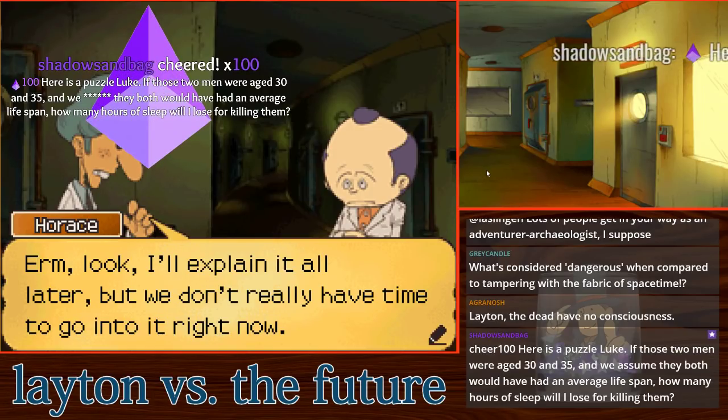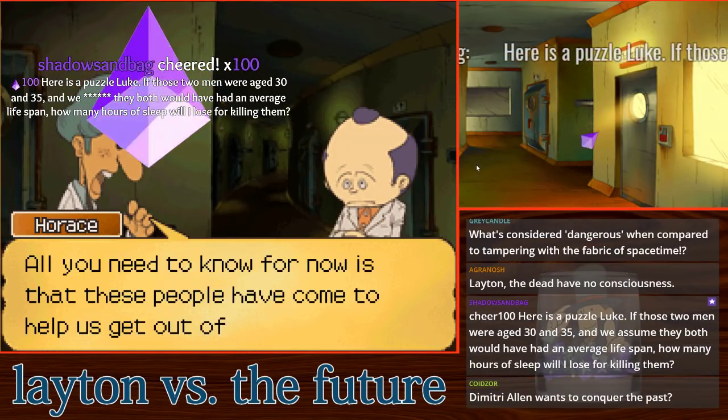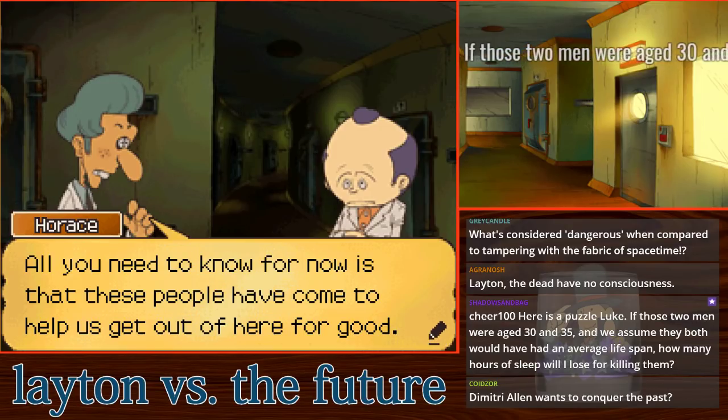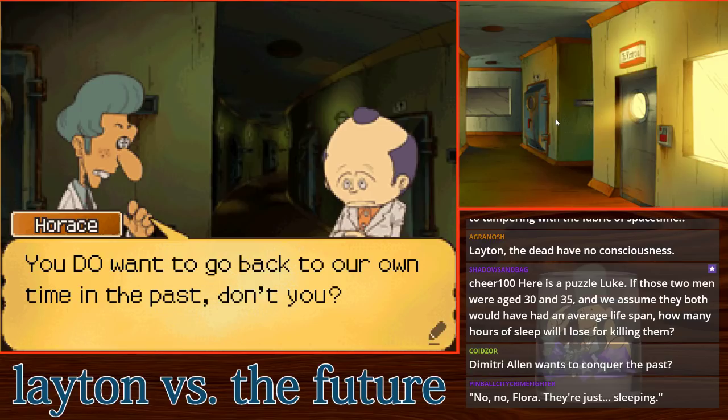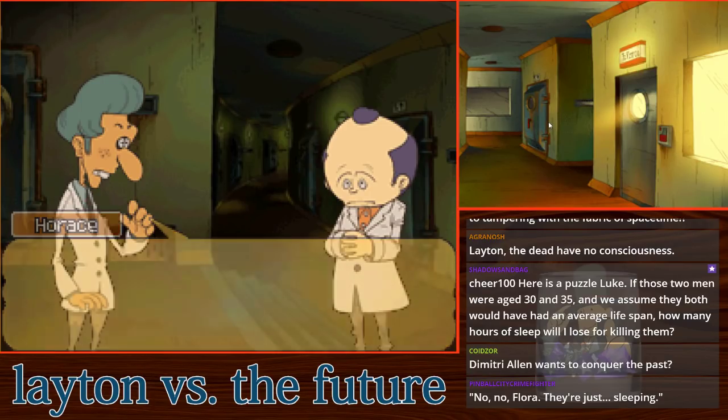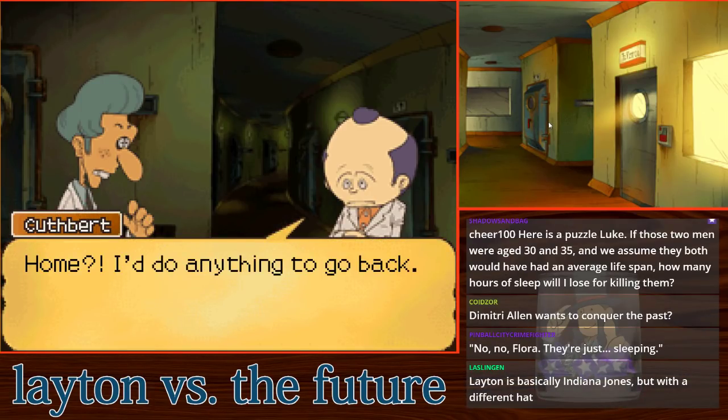Shadow Sandbag, thanks for the bits. I don't know why that didn't read out. I apologize, so I'll read it for you. Here is a puzzle, Luke. If two men are aged 30 and 35, and we assume they both have had an average lifespan, how many hours of sleep will I lose for killing them? Should have read out for 100 bits. My apologies. Perhaps I need to adjust the thing.